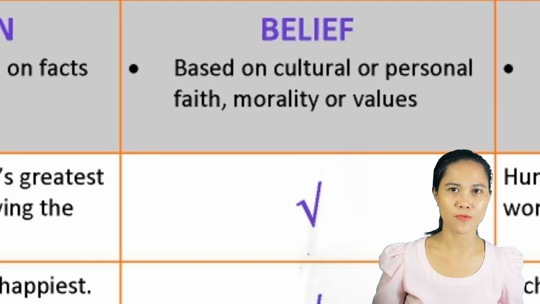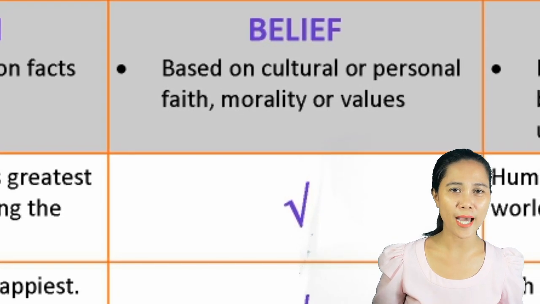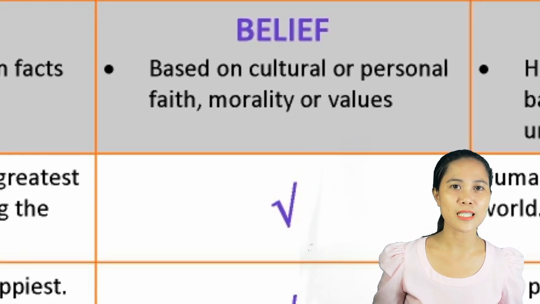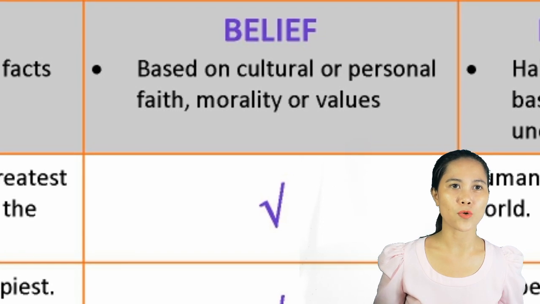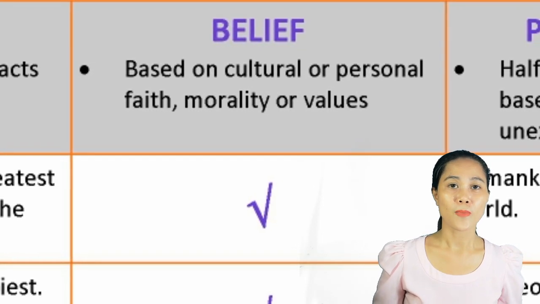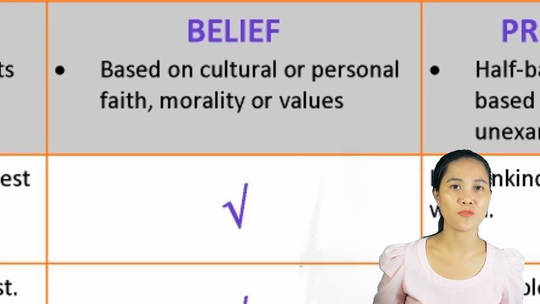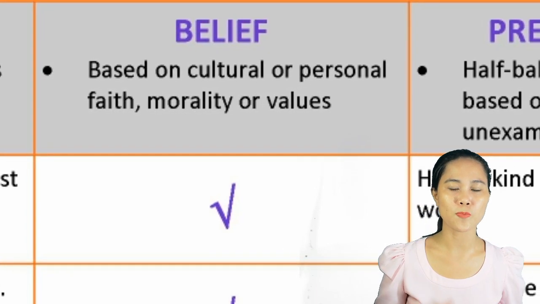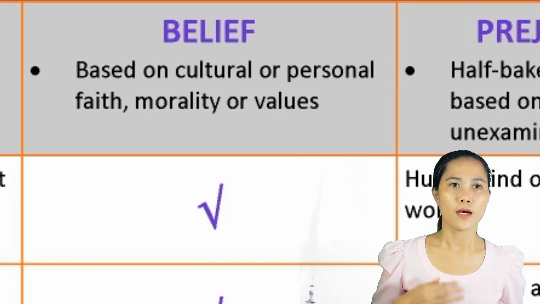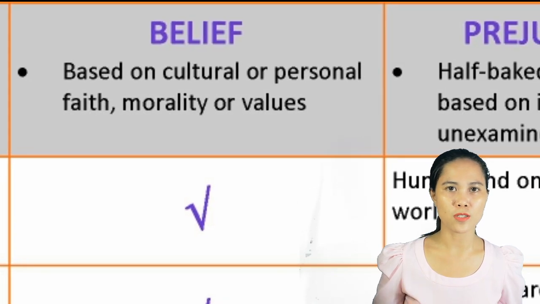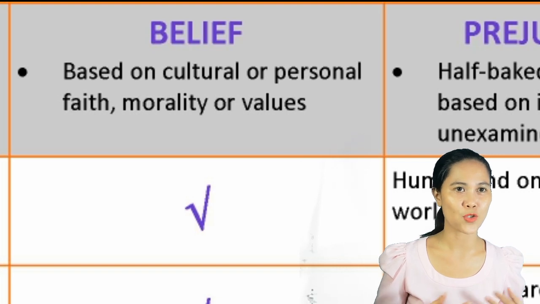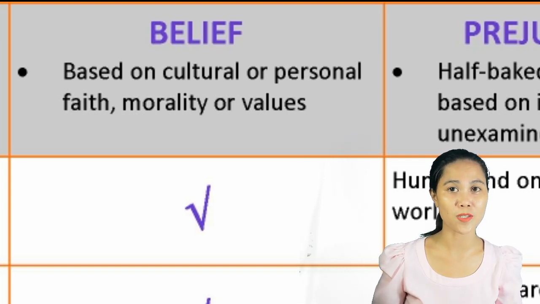That's belief. So how do we identify that? You can easily see that in lines or in arguments that are suggestive of culture in a specific group of people, specific place, or faith, certain religions, or certain traditions in a certain country, or certain place, certain tribes. That would be belief.